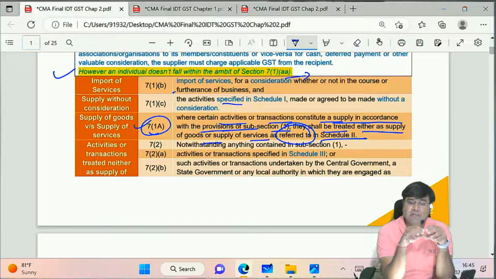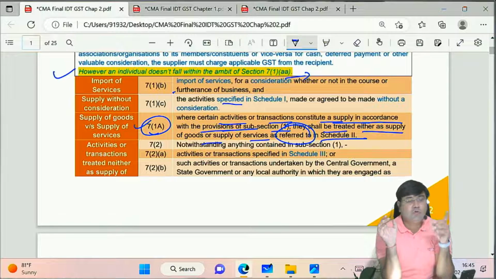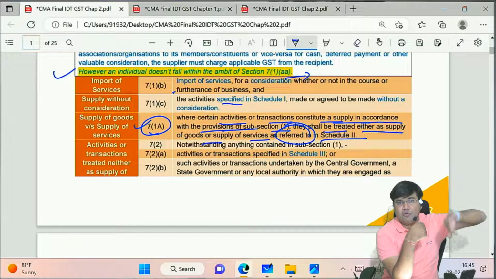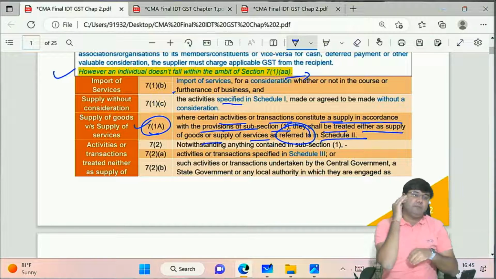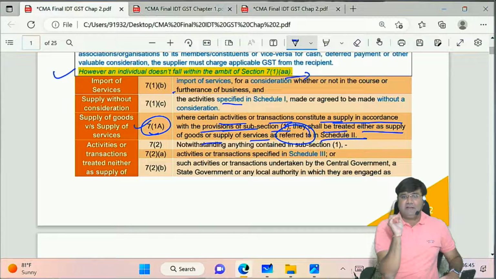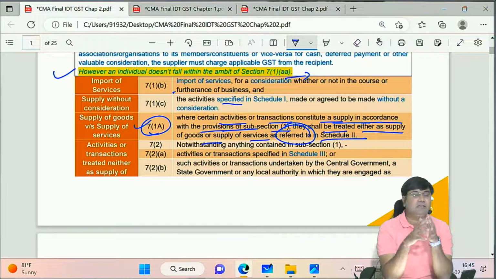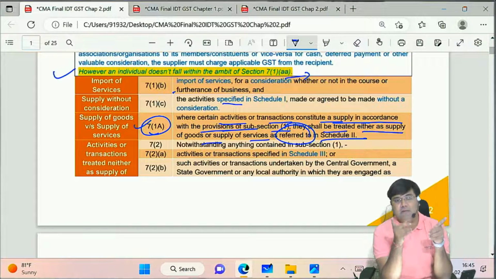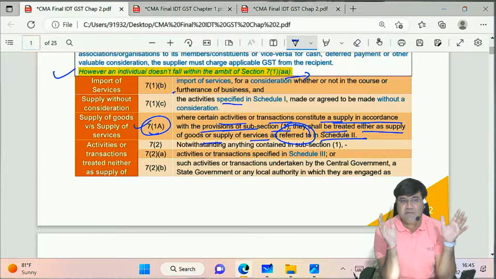How are you going to classify? According to Schedule 2. So first you apply section 7 subsection 1 and see whether any particular transaction is a supply or not. Once you finalize that it is a supply, then jump to section 7 subsection 1A and classify that supply between supply of goods or supply of services.